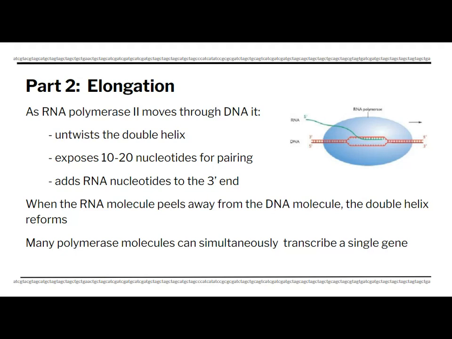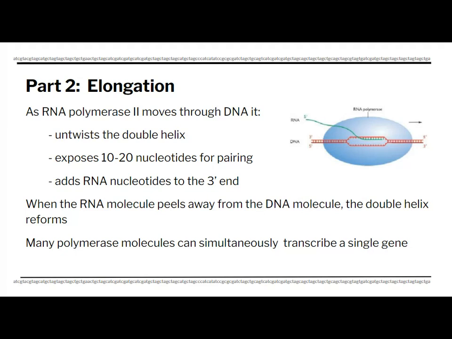Second part of transcription, elongation. When RNA polymerase 2 moves through DNA, it will untwist the double helix. It'll expose 10 to 20 nucleotides for pairing at once, and then it will add RNA nucleotides to the 3' end of the transcription. Goodness gracious. The RNA transcript. That's the word I'm looking for.